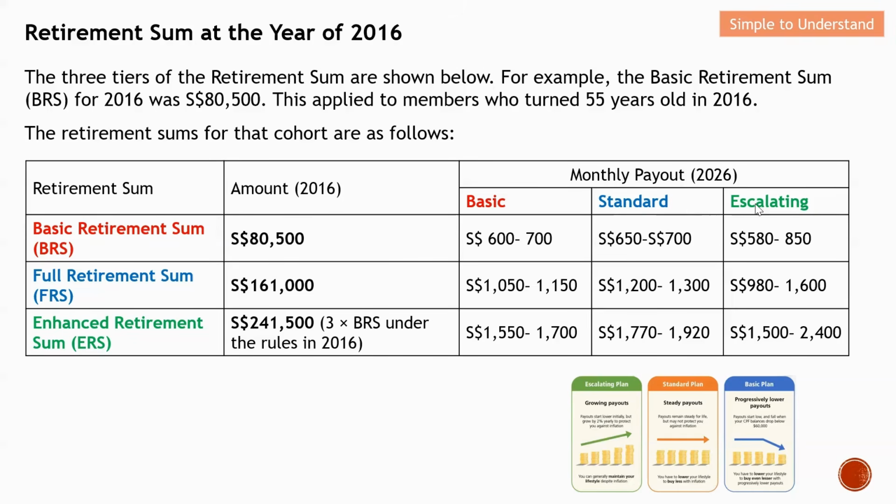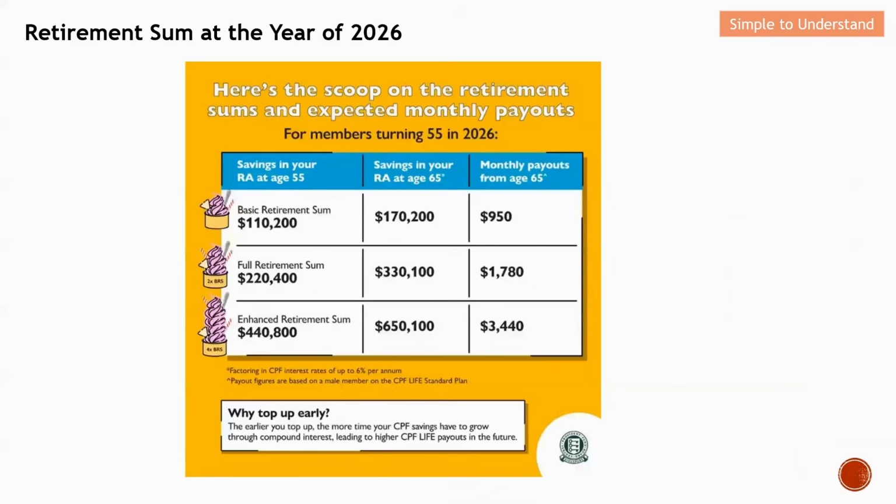So from here, you can see that under the different plans, I can receive different types of money payout. Like I mentioned earlier on, when you are near 65 years old, you need to decide which plan is more suitable for you. Later on, I will explain this in more detail. So let me continue with the so-called misconception by you guys. This is the retirement sum in the year 2016. Now let me go through the retirement sum in the year 2026.